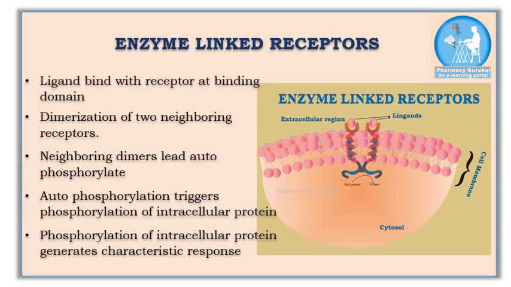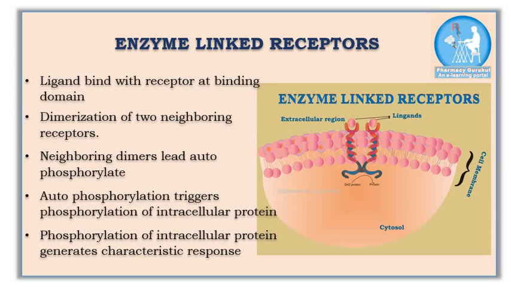At the very first step, ligands like hormones bind with receptors at the binding site or binding domain, which leads to dimerization, making a dimer form of 2 neighboring receptors which were previously inactive and lay in a monomeric helical form. After binding with ligands, 2 neighboring receptors come closer, like in this image, and get autophosphorylated.